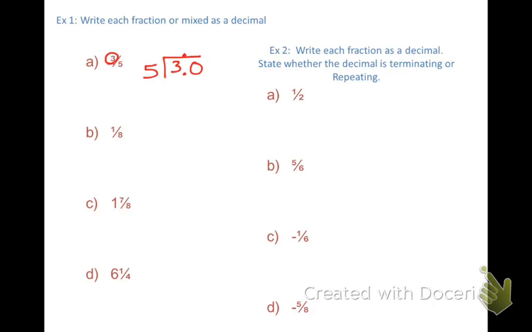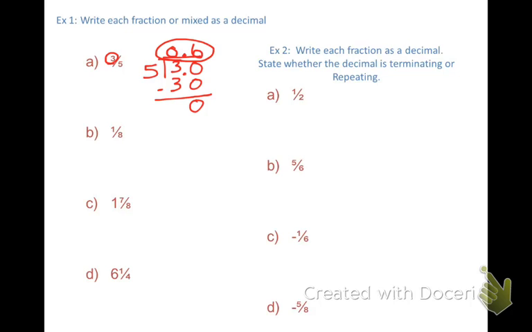There we go. 5 goes into 3 0 times. And 5 goes into 30 6 times. And so that is your decimal: 0.6, or 6/10.